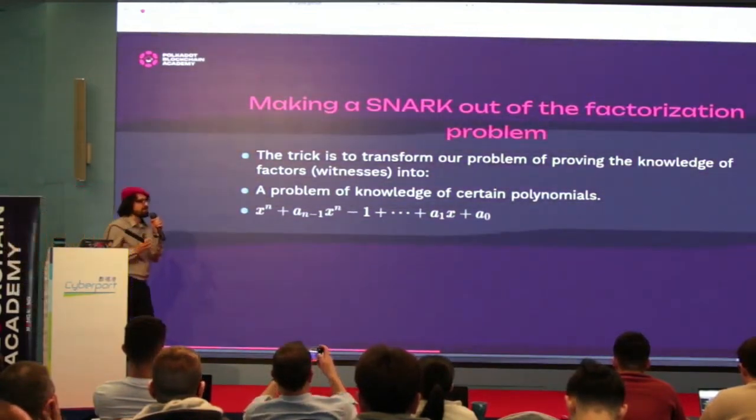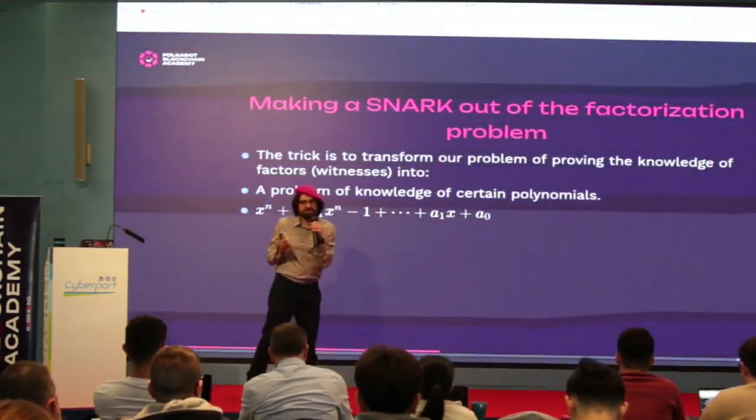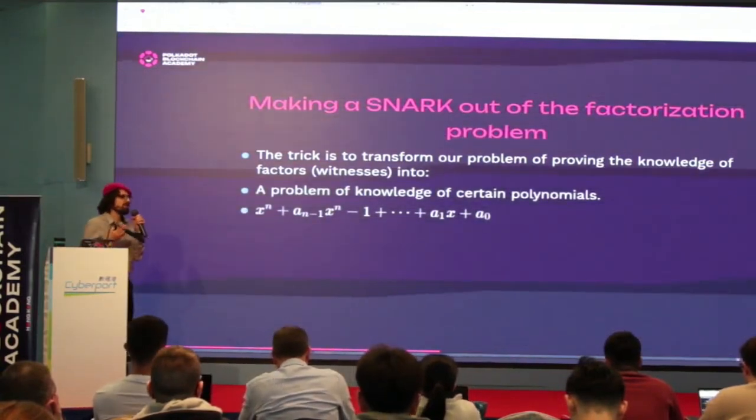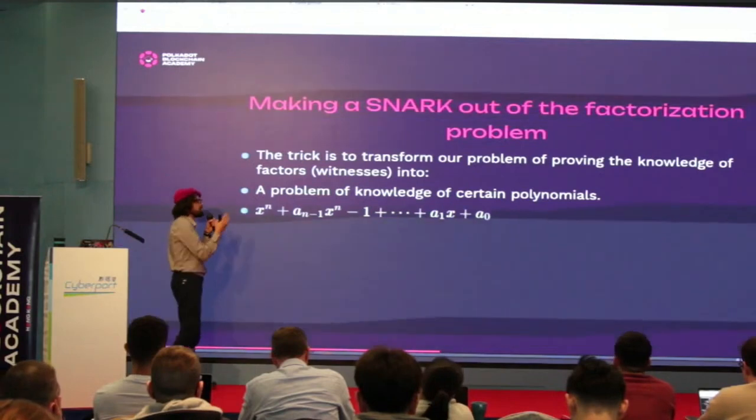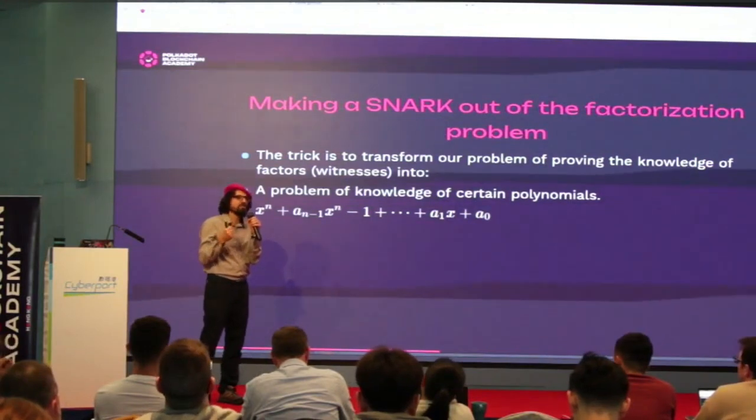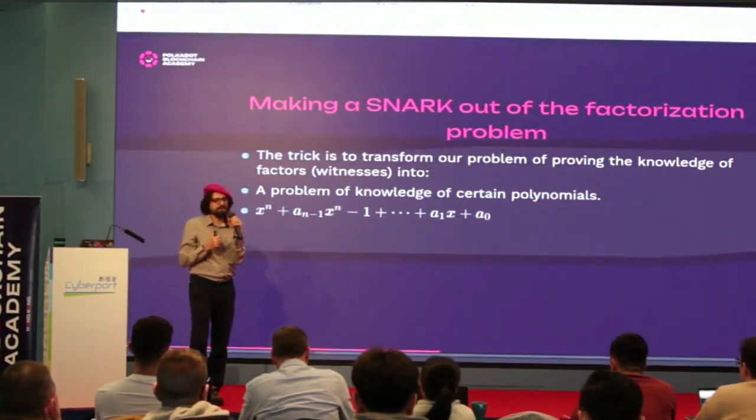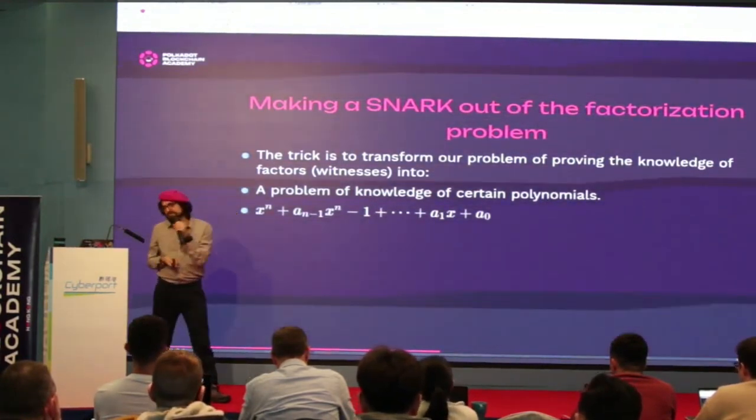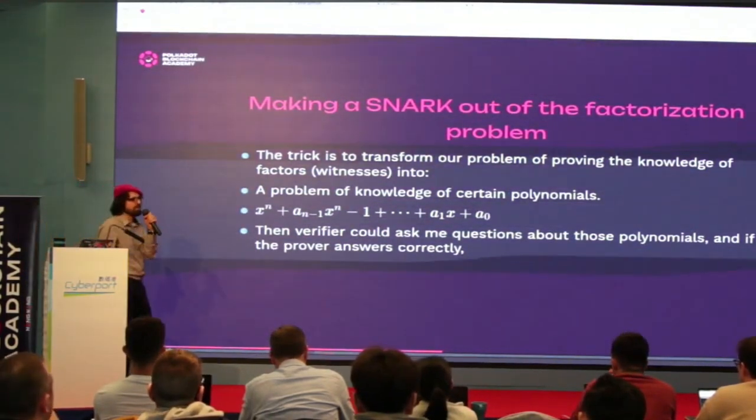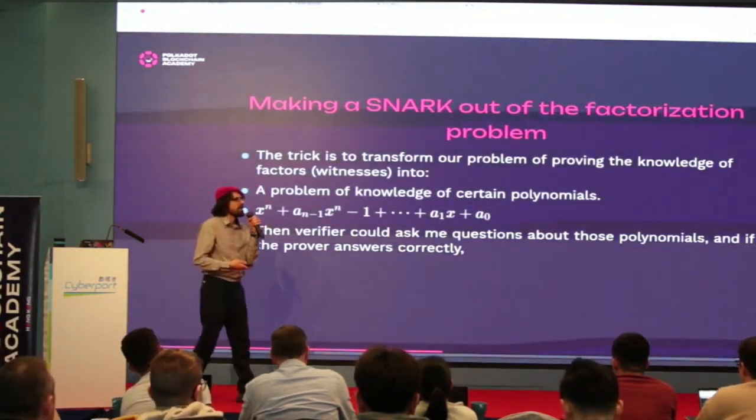But my goal is that whatever problem you give me, the education problem, like what is your certificate, the transfer of money from an account, or the factorization problem, I need an algorithm to turn that problem into knowledge of a certain polynomial. So instead of telling you I have two factors that when multiplied give N, I come to you and say I know a secret polynomial, and if I know that, then I know the thing that I claimed. Then you can ask me questions about this polynomial, and I'm not going to tell you what the polynomial is, but I answer your quiz question about it.